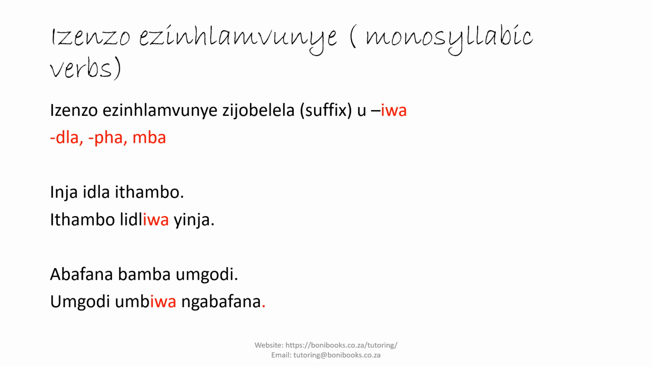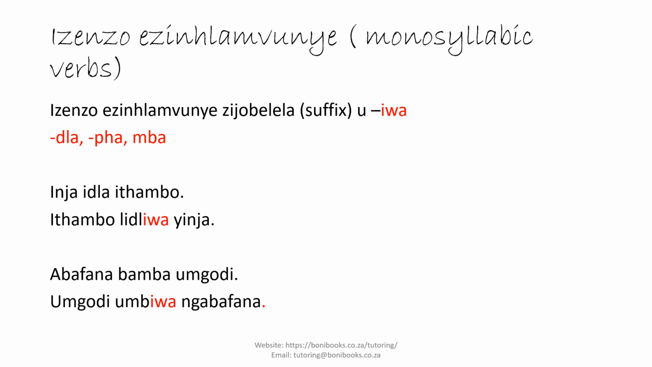Okay. What happens if your verb is a monosyllabic? So monosyllabics in IsiZulu, there are very few, but for today I'll just let you know this one, mamba. So if you have that verb which is a monosyllabic, you're not going to suffix wa, but you're going to suffix iwa. Okay, ikati lidliwa yinja, ithambo lidliwa yinja. Okay. Abafana bamba umgodi, umbiwa ngabafana. So we're not going to put wa here, but we are going to put iwa.